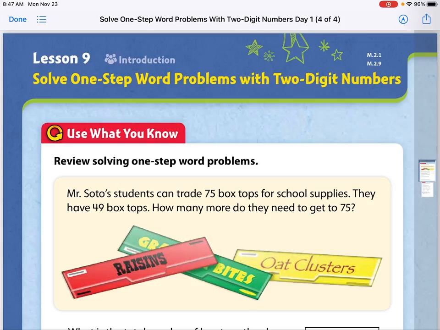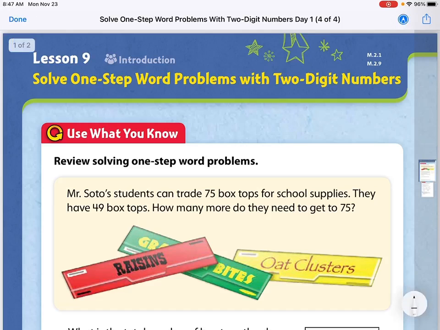All right, so what we're going to do now is look at our page in our instruction book. You should be on page 80, and if you need to pause the video while you're getting that page, that's fine. But I'm going to go ahead and read our first story. We always read together and make sense out of our problem. So this problem says, Mr. Soto's students can trade 75 box tops for school supplies. They have 49 box tops. How many more do they need to get to 75?